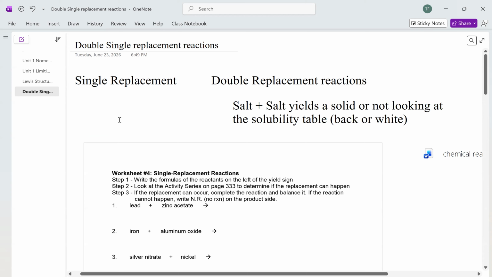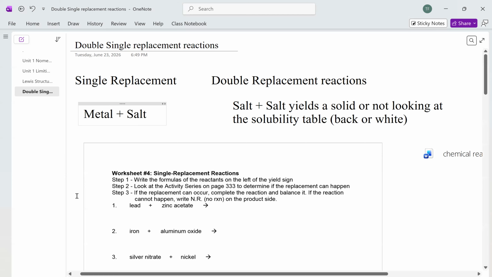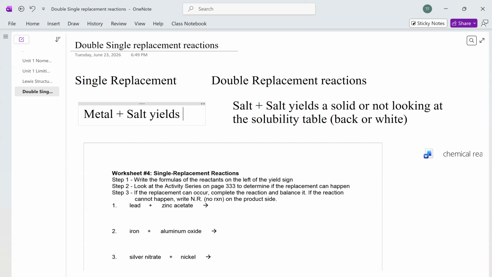Okay, with a single replacement, we're looking at a metal plus a salt. Now, for this one, it yields a metal. And what I mean by prime, where is the single?